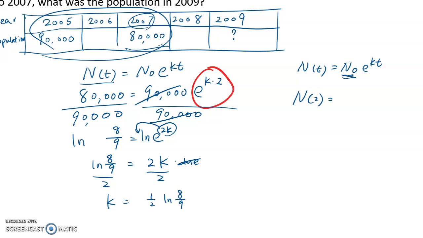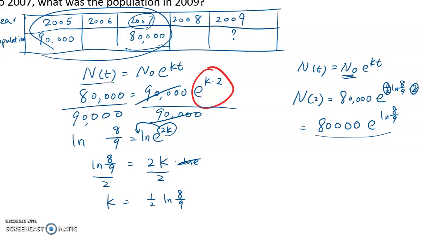Since I started from 2007, I'm going to use 80,000 times e to the k, which is this big number here, ln of 8 over 9 over 2, but it will be multiplied by 2. So 1/2 and 2, they cancel out. All right, make it a bit easier to look at. So it's 80,000 times e to the ln of 8 over 9. So now let's put this expression into the calculator and find out what the population is.